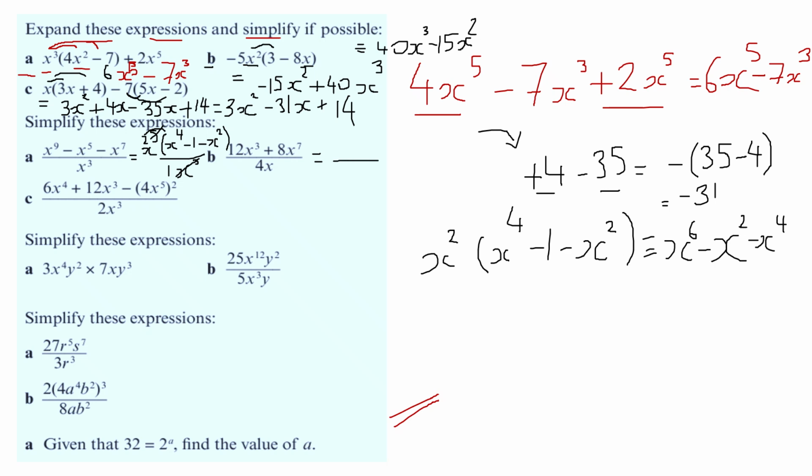Next up, we've got 12x cubed plus 8x to the power of 7, all over 4x. Again, I can factorize the numerator. I don't even have to factor out fully, because I can just factor out a 4x, and then I'll get 3x squared plus 2x to the power of 6, and I'm dividing that by 4x. The 4x is now going to cancel, so I'm left with 3x squared plus 2x to the power of 6.